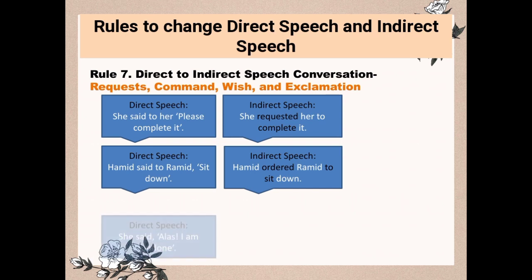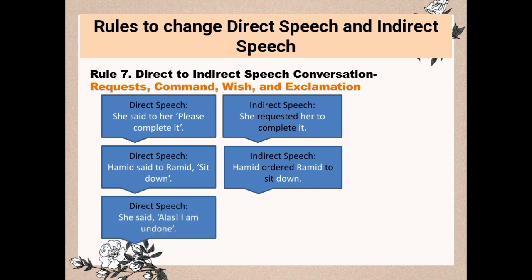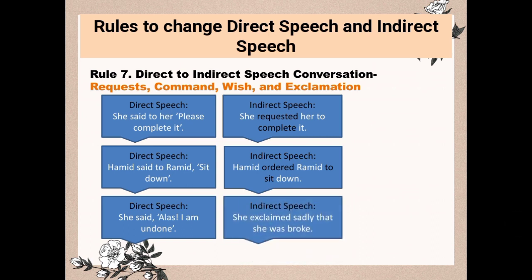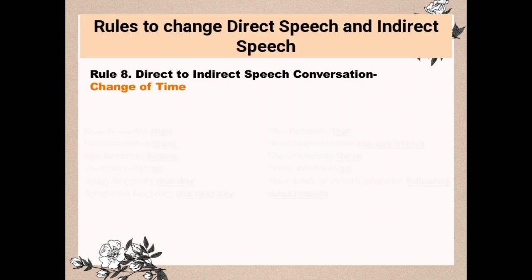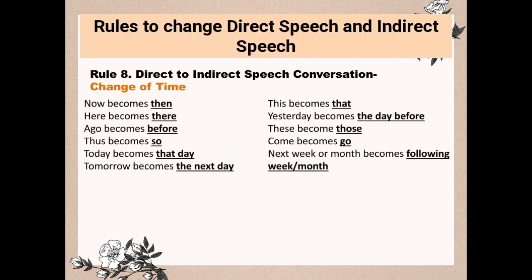In exclamatory sentences that express grief, sorrow, happiness, applause, interjections are removed and the sentence is changed to an assertive sentence. For example, she said, "Alas, I am undone." The indirect speech: she exclaimed sadly that she was broke. And the last rule, change of time.